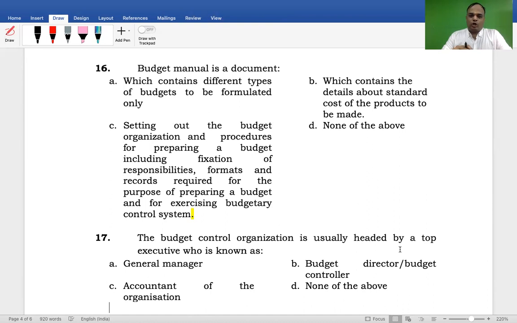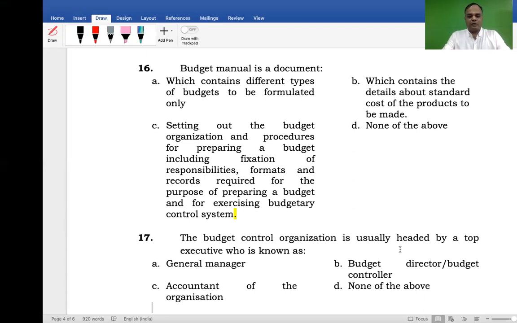Budget manual is a document which contains: A, different types of budget to be formulated only. B, the details about the standard cost and the procedures to be made. C, it sets out the budget organization and the procedure for preparing a budget, including fixation of responsibility, formalities, and records required for the purpose of preparation of budget and for exercising budgetary control system. D, none of the above.